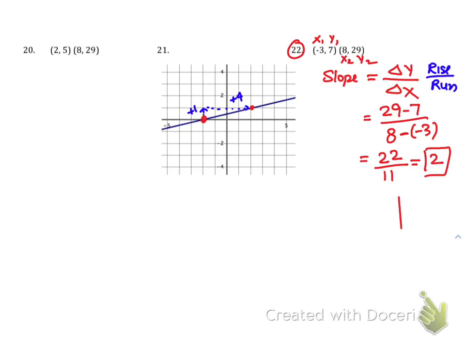Rise means change in y, and run means change in x, and you can easily find the slope, and slope is usually represented by m. That's going to be rise over run, or another way of saying change in y over change in x. That's what? That's 1 over 4.